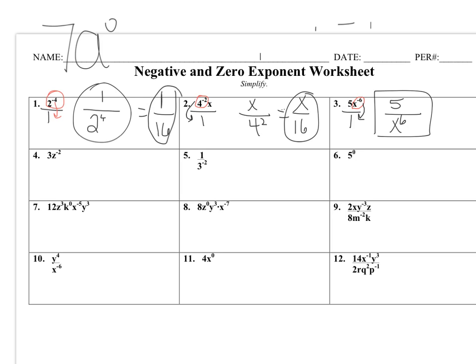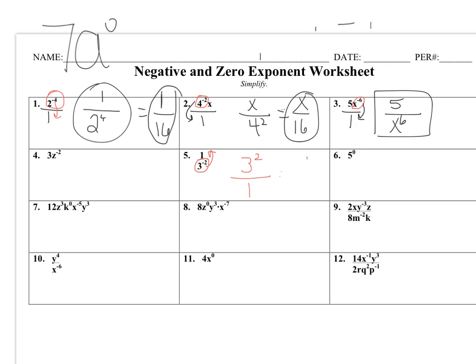Number 5, what's something alarming you notice? Negative exponent. But notice my negative exponent's on the bottom, so where's it really going? It's now going on the top. So now I have 3 to the positive 2nd power. Who's left on the bottom? 1. So clean this up.